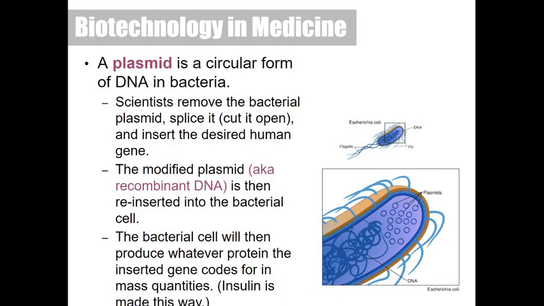A plasmid is a circular form of DNA in bacteria. Scientists remove the bacterial plasmid, splice it, or cut it open, and insert the desired human gene. The modified plasmid, also known as the recombinant DNA, is then reinserted into the bacterial cell. So the bacterial cell will then produce whatever protein the inserted gene codes for in mass quantities. And this is how insulin is made.